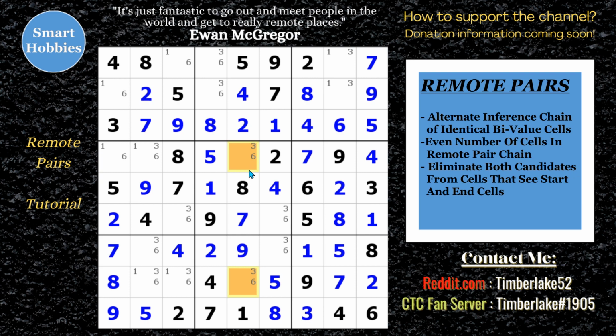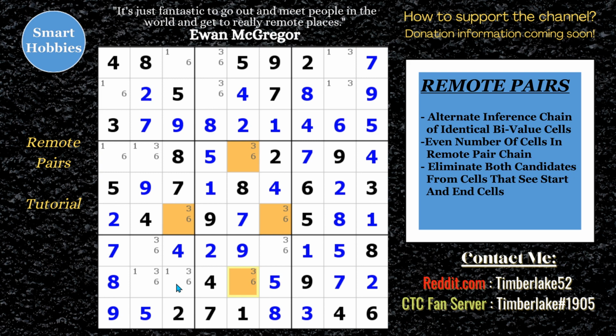Right? So in this case, you have several remote pairs to choose from with the 3 and 6 chains. So you have several different chains. So let's start right here. If we start right here, we go up to this 3, 6, and then we can come down here to this 3, 6, and we go over to this 3, 6. We do have a remote pair chain. So you start here, there, there, and there. And so at the end, you can eliminate a 3 and a 6 from what they both see. So you can eliminate a 3 and 6 from right here. And then you'll be able to move on and solve the puzzle.